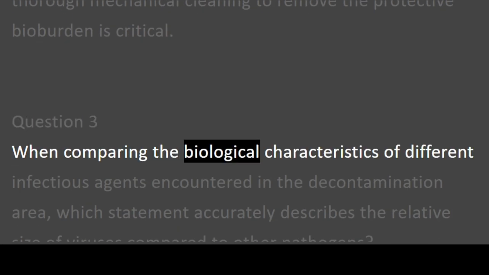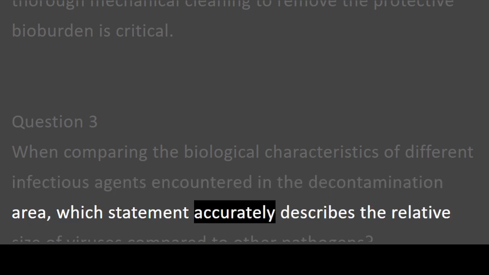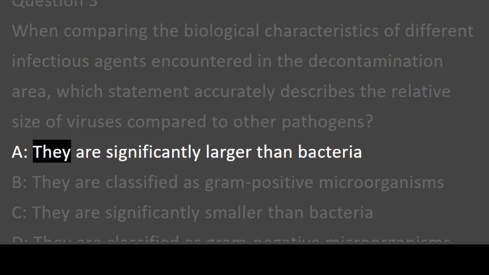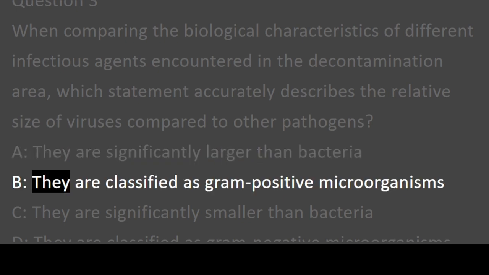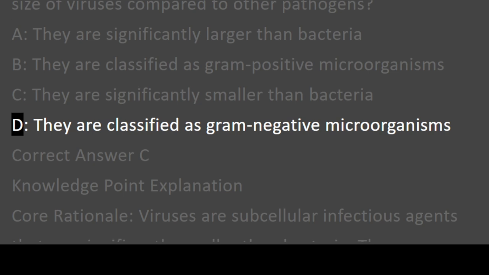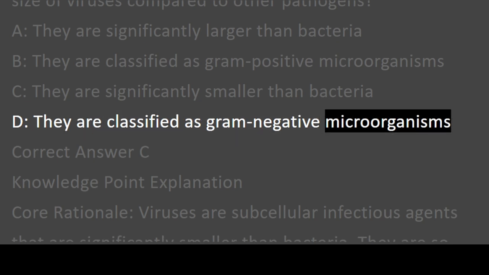When comparing the biological characteristics of different infectious agents encountered in the decontamination area, which statement accurately describes the relative size of viruses compared to other pathogens? A. They are significantly larger than bacteria. B. They are classified as gram-positive microorganisms. C. They are significantly smaller than bacteria. D. They are classified as gram-negative microorganisms.